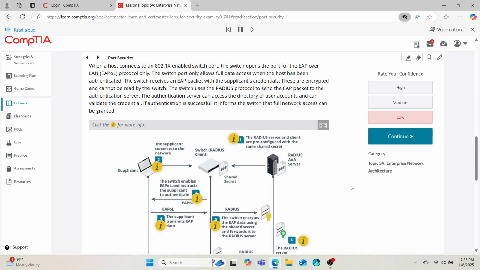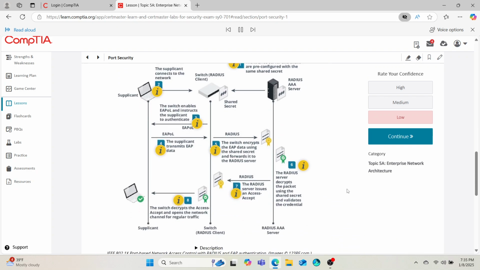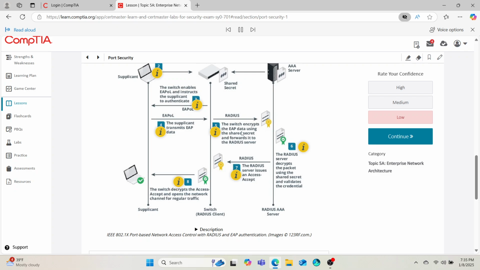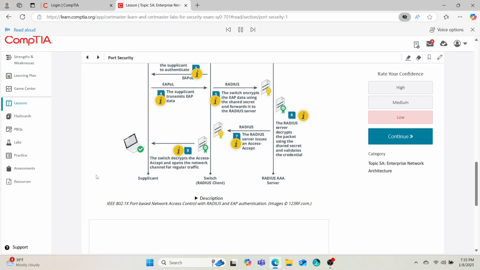5. The switch encrypts the EAP data using the shared secret and forwards it to the RADIUS server. 6. The RADIUS server decrypts the packet using the shared secret and validates the credential. 7. The RADIUS server issues an access accept. 8. The switch decrypts the access accept and opens the network channel for regular traffic. IEEE 802.